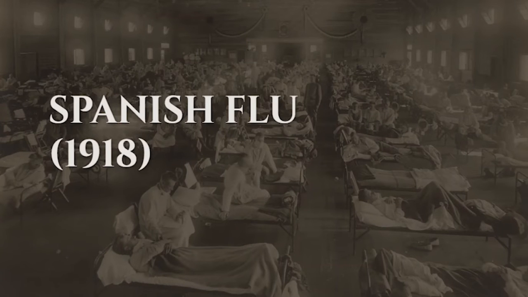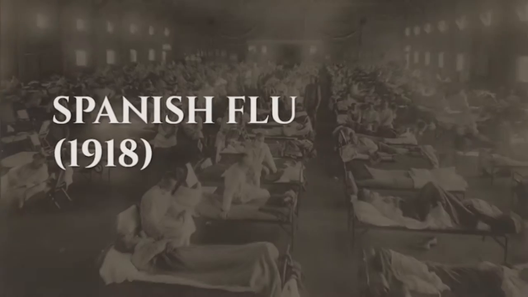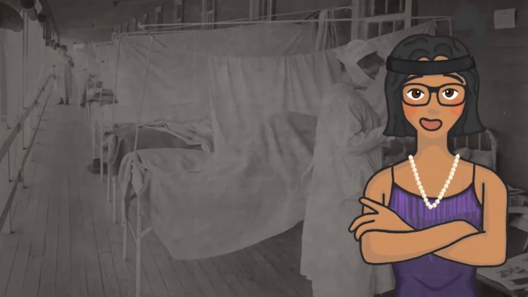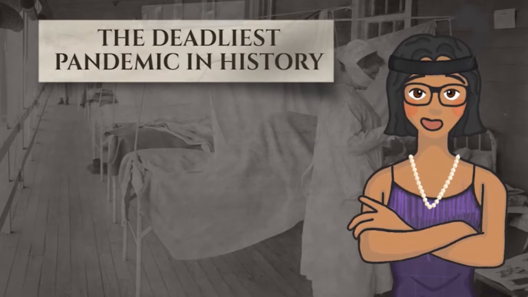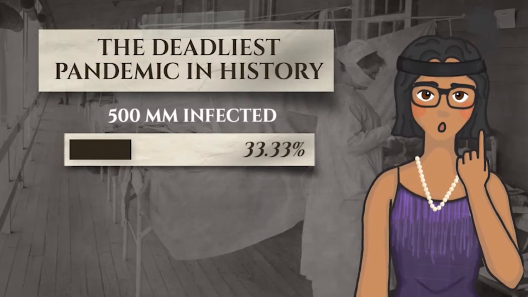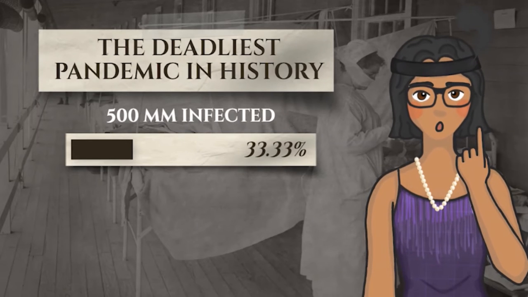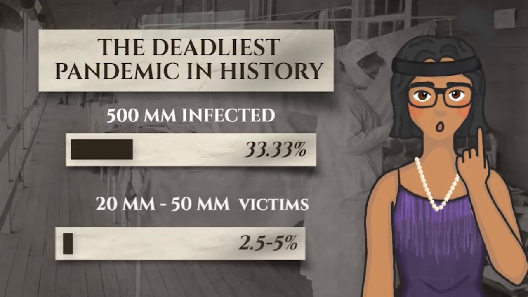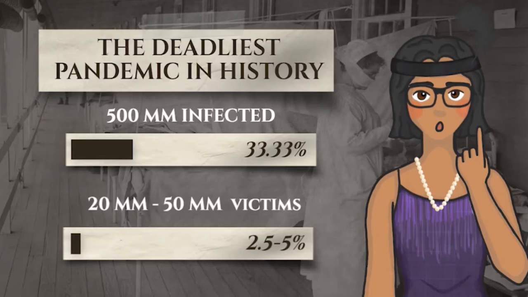Spanish flu 1918. The Spanish flu pandemic of 1918, the deadliest in history, infected an estimated 500 million people worldwide, about 1/3 of the planet's population, and killed an estimated 20 million to 50 million victims.